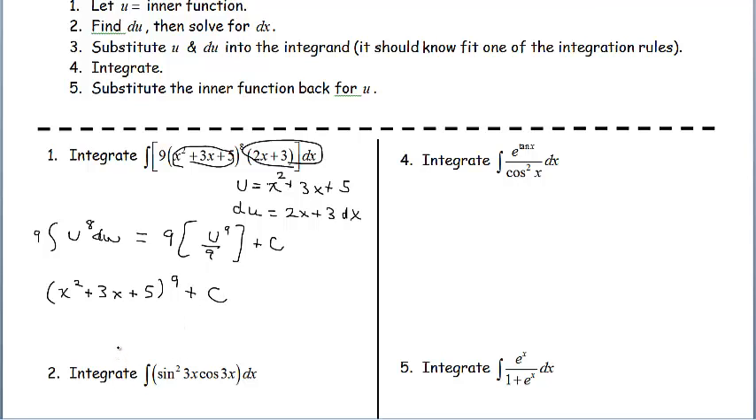You can always check your work by differentiating. You can differentiate this answer to see if you get back to what we had here in the integrand.